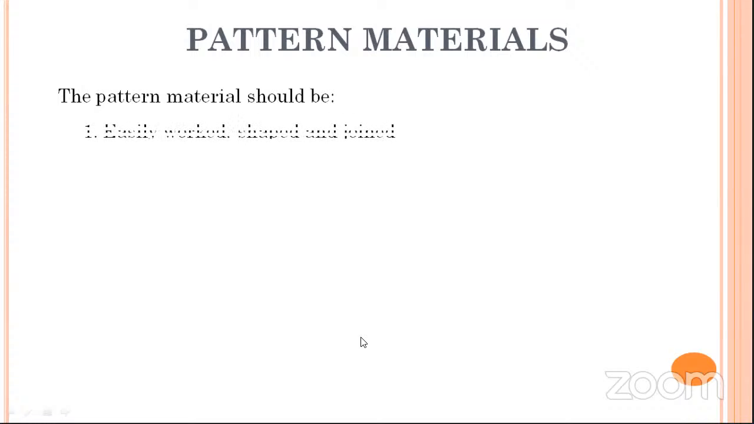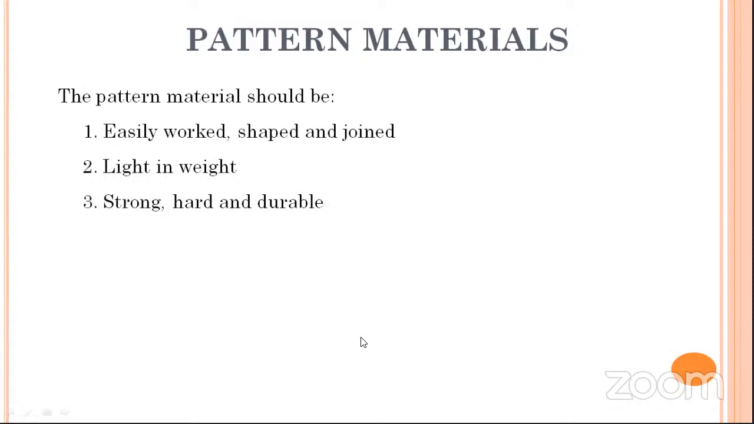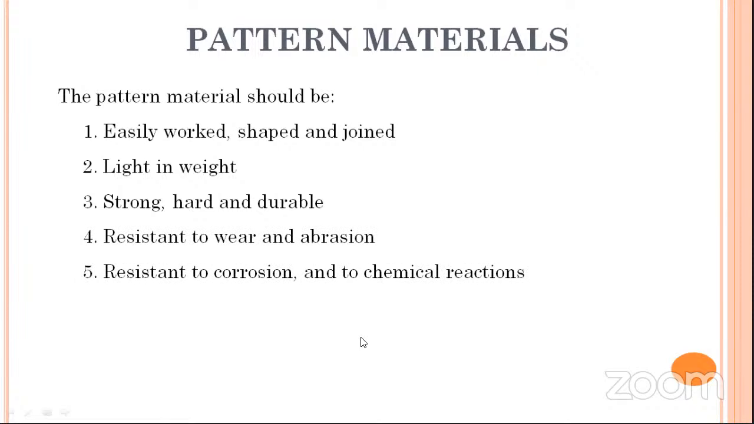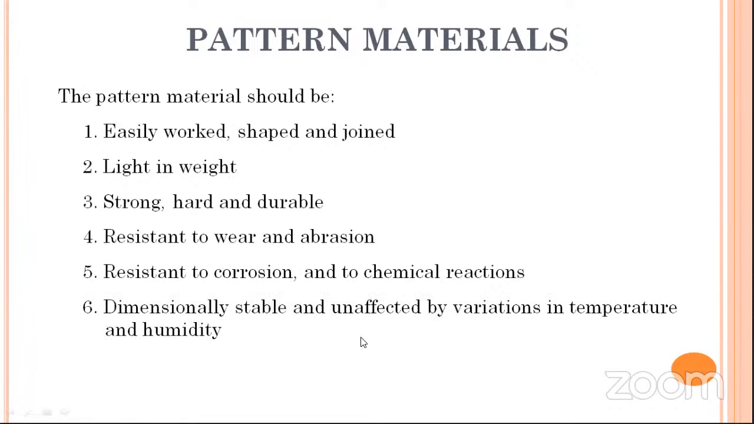Very good. So, following other things, the pattern material should be, as you are saying, easily manufacturable, it should be light in weight, it should be strong and hard, durable, resistant to wear and abrasion, resistant to corrosion and chemical reactions, and dimensionally stable, unaffected by variations in temperature and humidity. And finally, it should be a low cost material. So these are the requirements for selecting a pattern material.